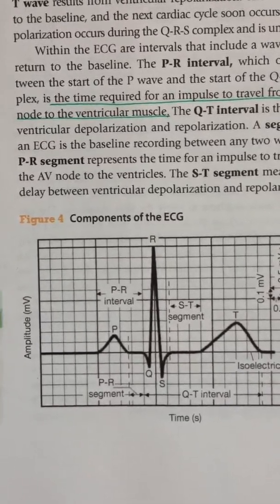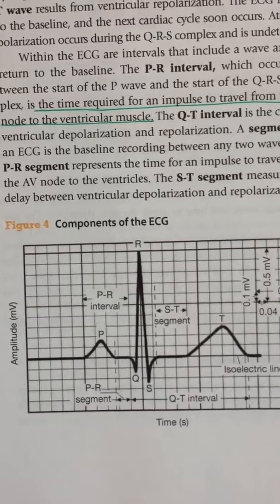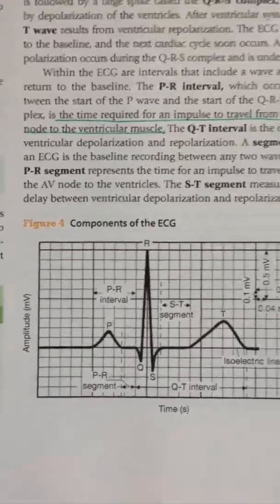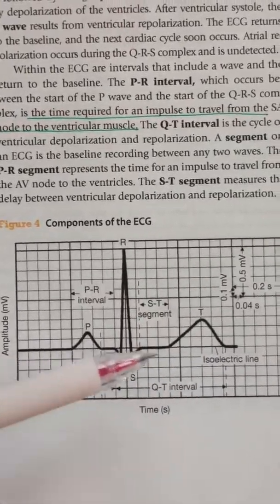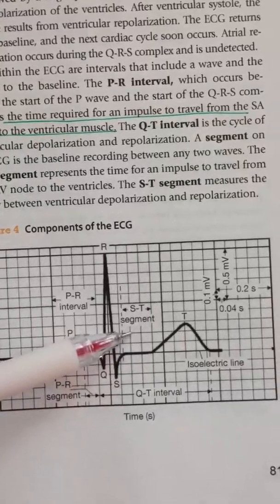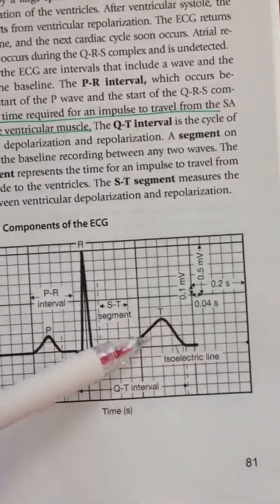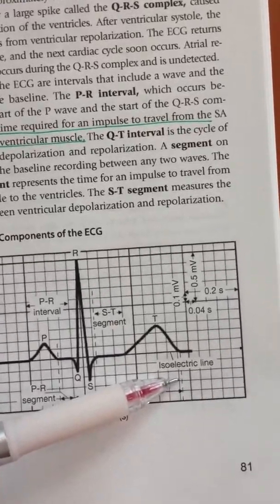The QT interval is when ventricular depolarization and repolarization occur. So from Q to T, there are two things happening. Right here, the ventricles depolarize, and right here, the ventricles repolarize. So from the Q to T interval, that's what happens.